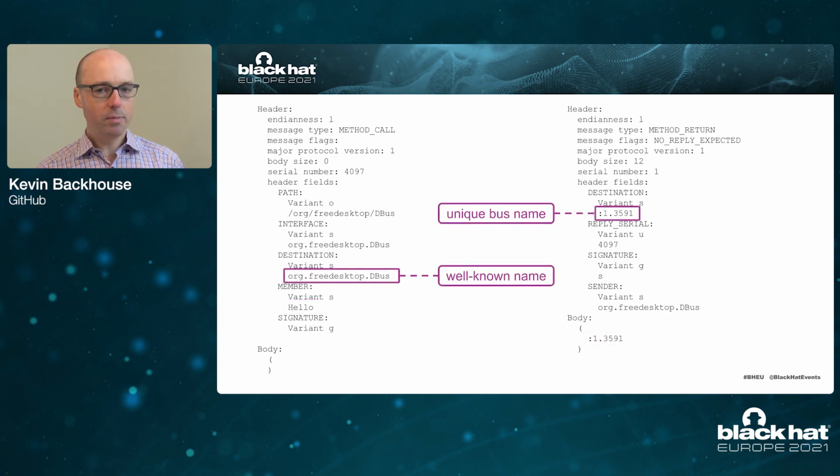One of the things I want to emphasize here is the distinction between unique bus names and well-known names. A well-known name is something like org.freedesktop.accounts, and typically only root processes are allowed to claim those well-known names. That's a security feature to prevent an unprivileged process from impersonating a system service and using that to intercept important messages.